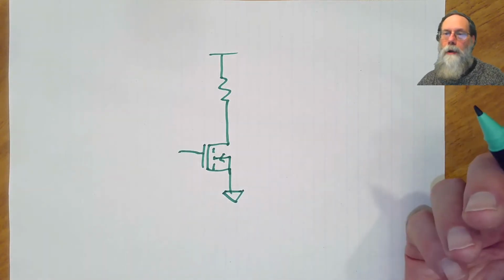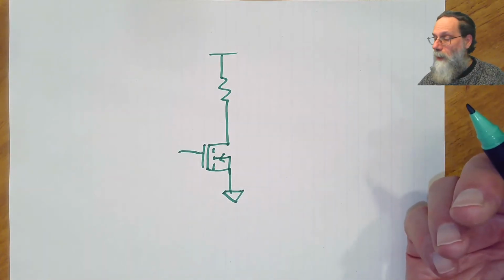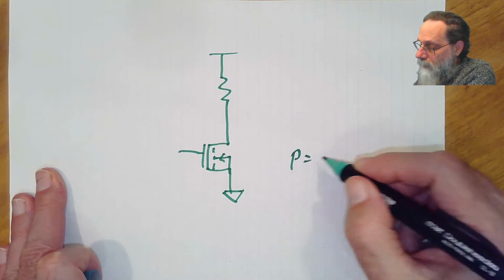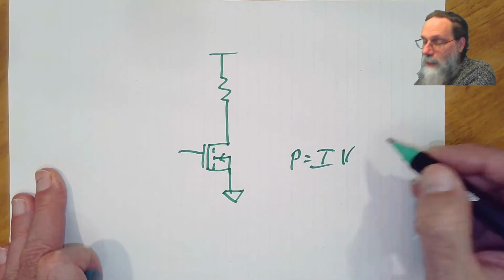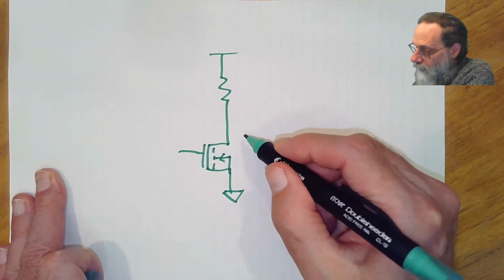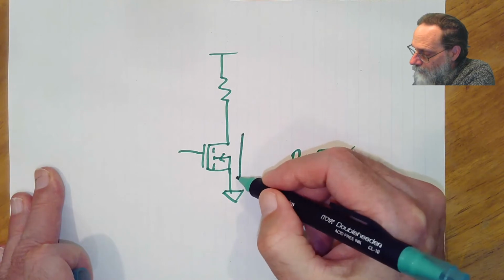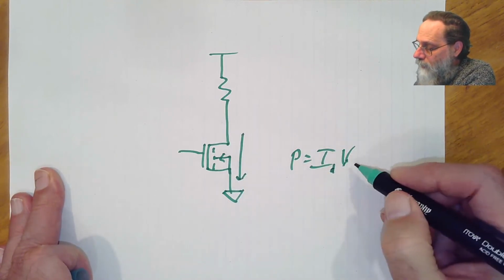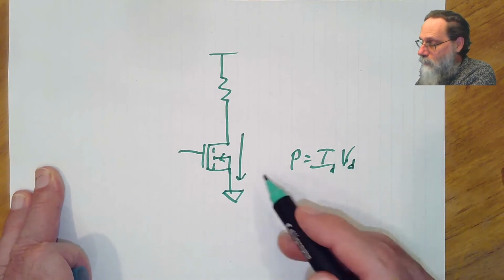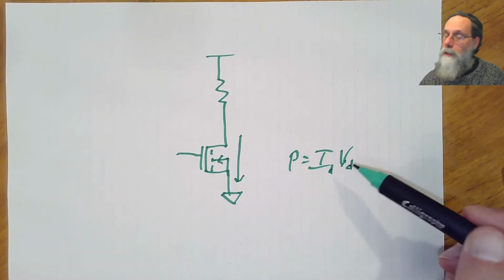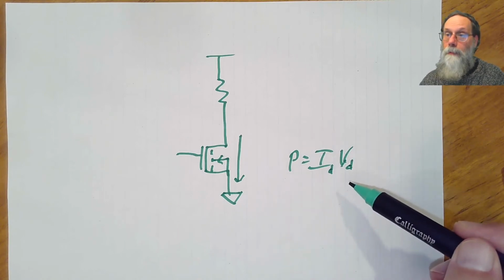When are we going to have power dissipated in the transistor? Well, what we're interested in is power. Instantaneous power is the instantaneous current times the instantaneous voltage. And we're interested in the drain current, and the voltage across the transistor is just the drain voltage because we've got the source tied to ground. So what we're interested in is this power.